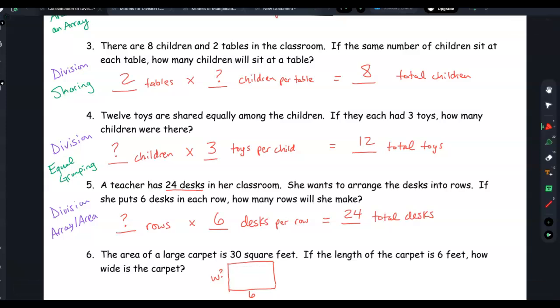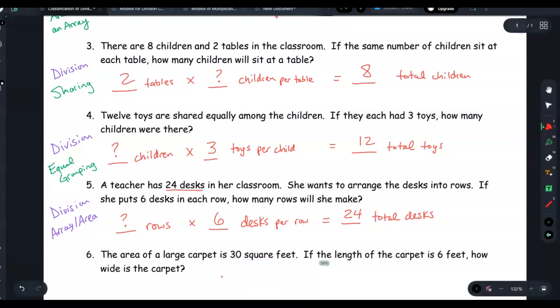I do know that however many rows I have, there's going to be 6 square feet in each one. Because if it's a length of 6, like if this is one row, that one row is going to have 6 square feet in it. And so it's just a question of how many of those rows I need.